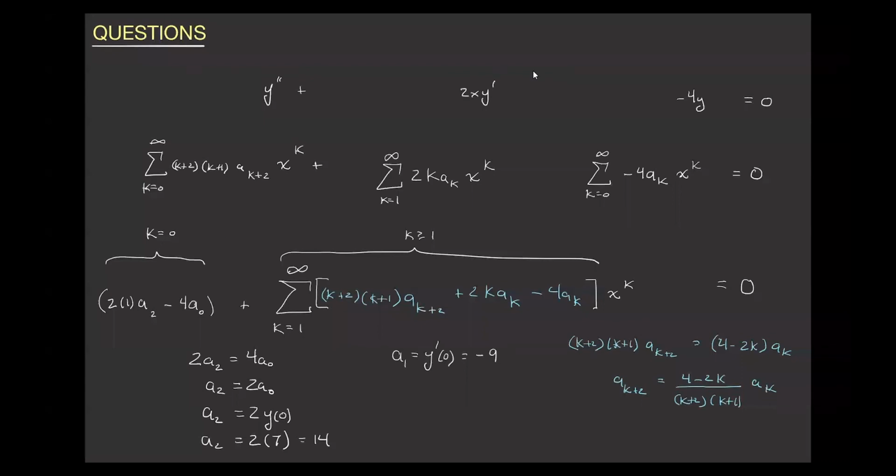So if we want to know what A3 is, that's going to be equal to, and let's see, A sub 1 multiplied by k, where k is 1 in this case. So we get 3 times 2, and then 4 minus 2, which means we get 2/6 or 1/3 times A1, which is -9. So we should get -3.